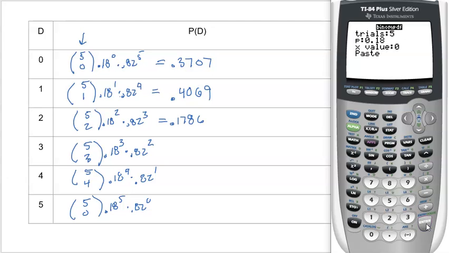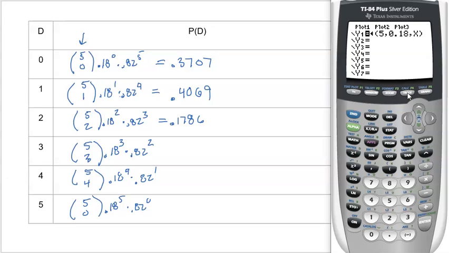I'm going to tell it that there are 5 trials. The probability of success is 0.18, but I'm going to put an X here. So that means it's a function, right? That means how many defective batteries will vary. And when you're typing a function, you need there to be an X.